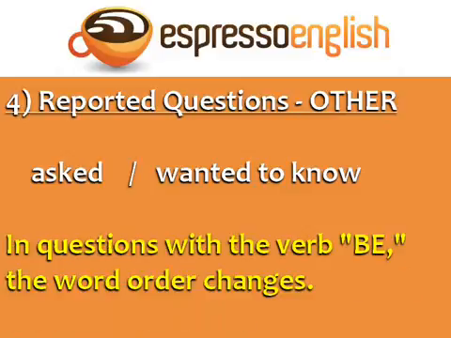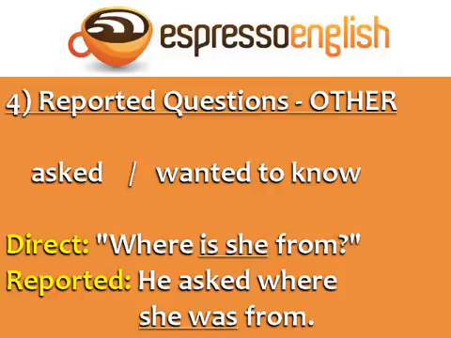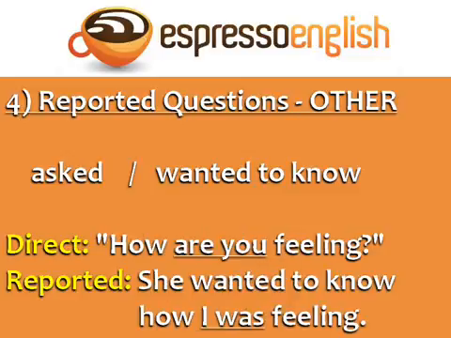In reported questions with the verb be, the word order changes. For example, direct: "Where is she from?" Reported: He asked where she was from. You can see the word order changes. "Is she" becomes "she was" in the reported question. Here's another example. Direct: "How are you feeling?" Reported: She wanted to know how I was feeling. The word order changes from the direct to the reported question.